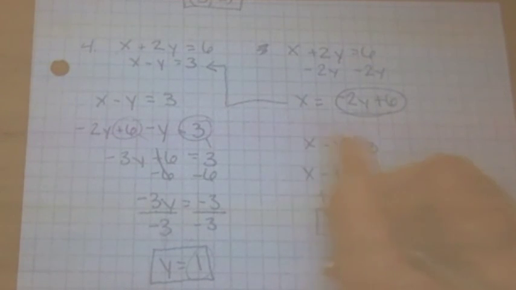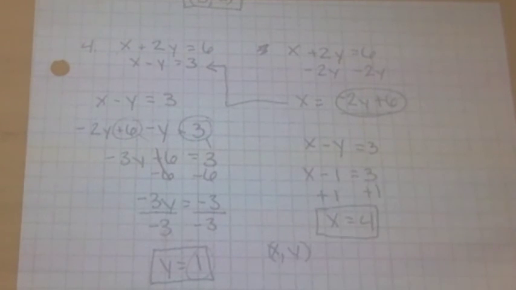So I'm almost done. The last thing I have to do is just make this into my xy coordinate pair. X is equal to 4, y is equal to 1. So my coordinate pair is 4, 1.